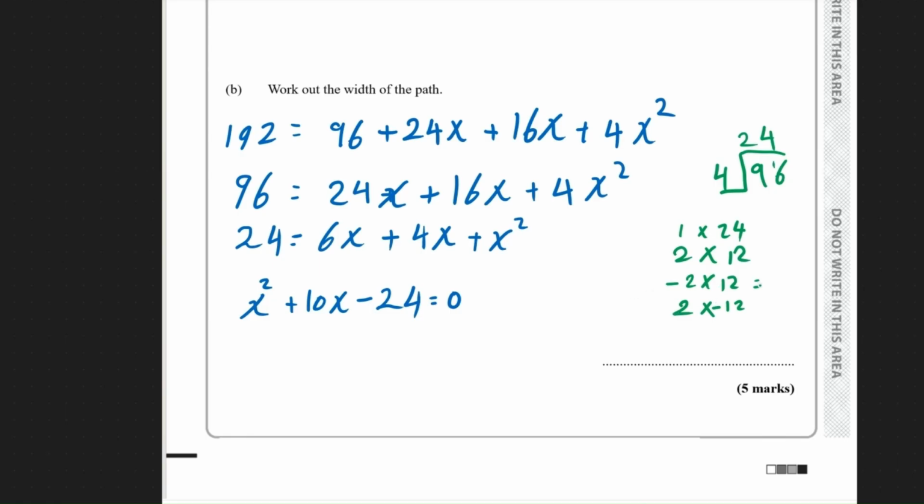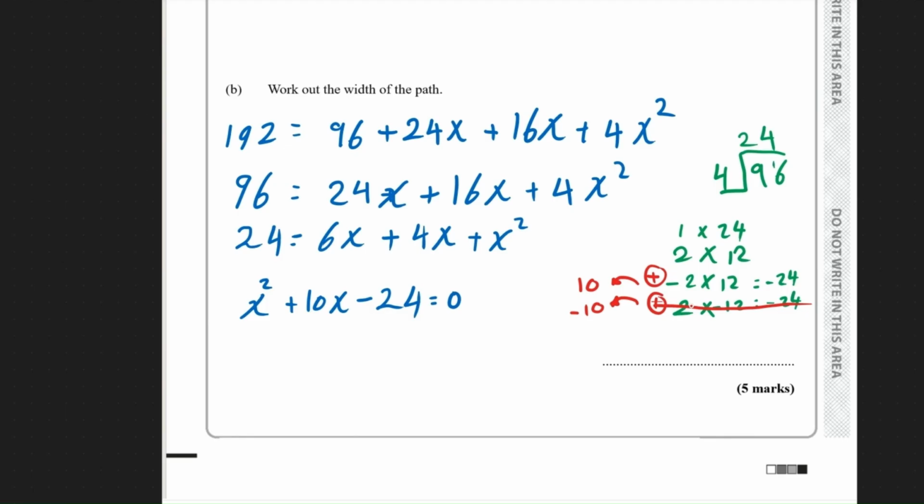Both are minus 24, but we know that these two numbers, if added together, must give me plus 10. So let's have a go here. Minus 2 added to 12 is plus 10. The other option here, if added together, would not give plus 10. So this one doesn't work.